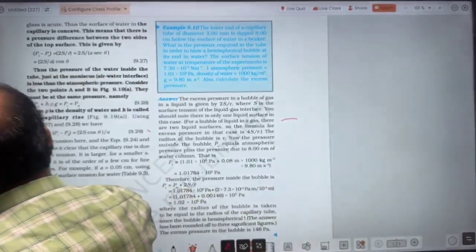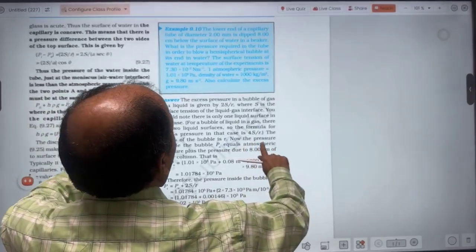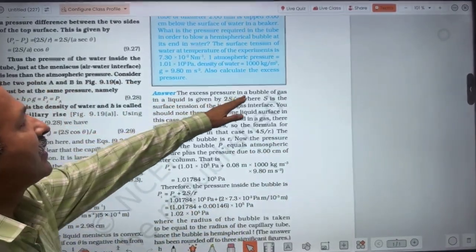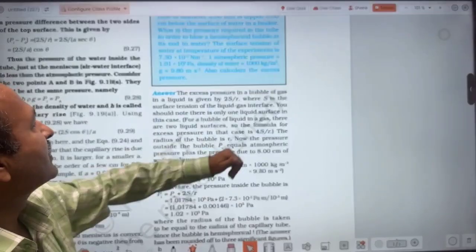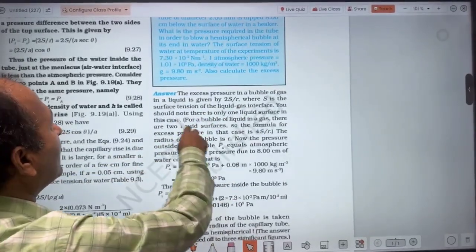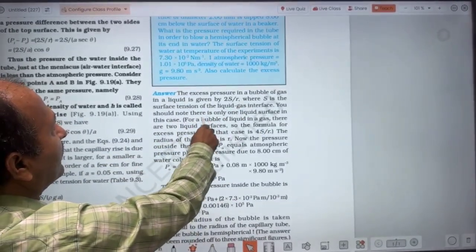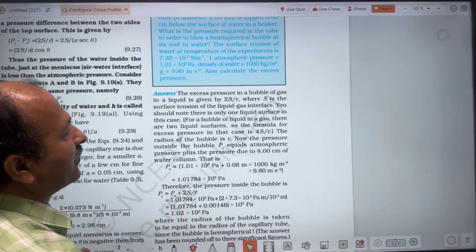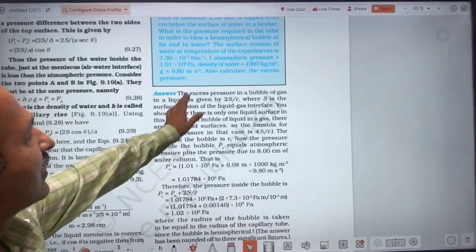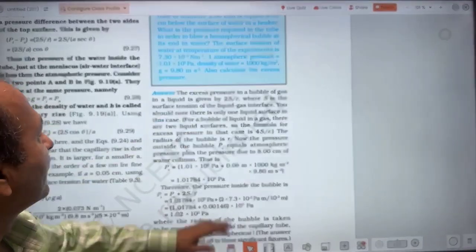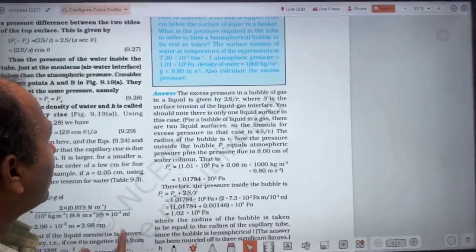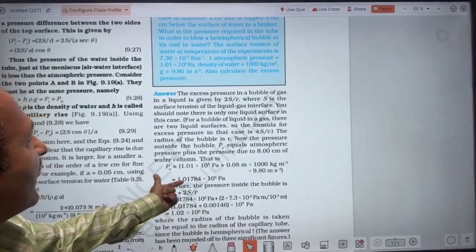As you have seen, the excess pressure in a bubble of a gas in a liquid is given by 2S by r, where S is the surface tension of the liquid, and you should note that there is only one liquid surface. When there are two surfaces, in that case we will change it. It will become 4S. Right. So every information is given. We can find the pressure.